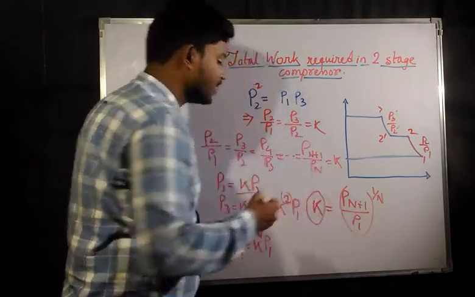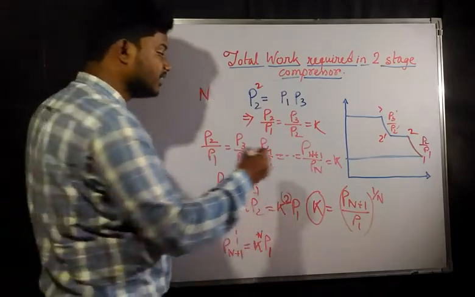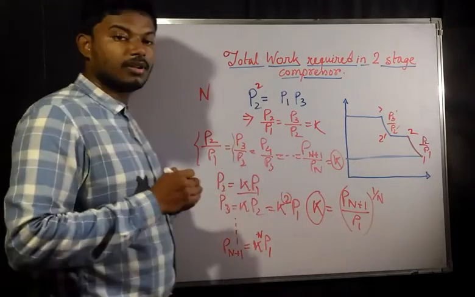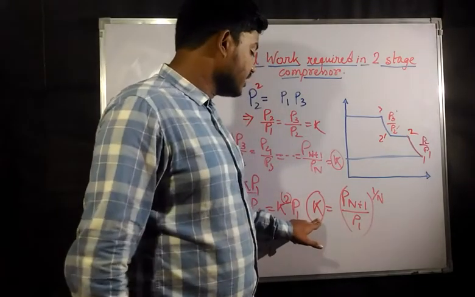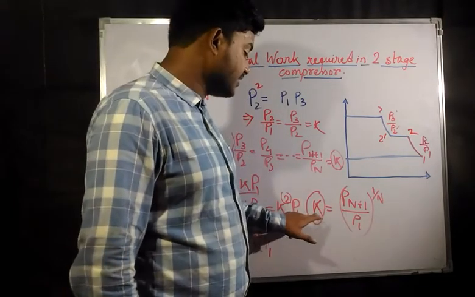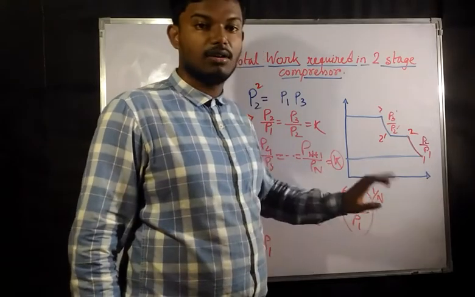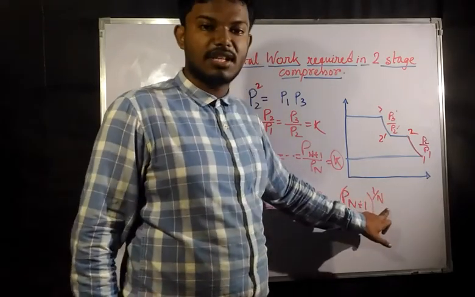This is the pressure ratio at each stage. The pressure ratio at each stage is going to be the overall pressure ratio to the power 1 by n, to the power 1 by number of stages.